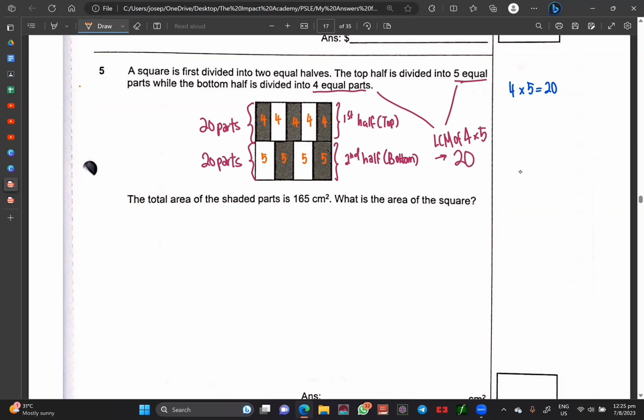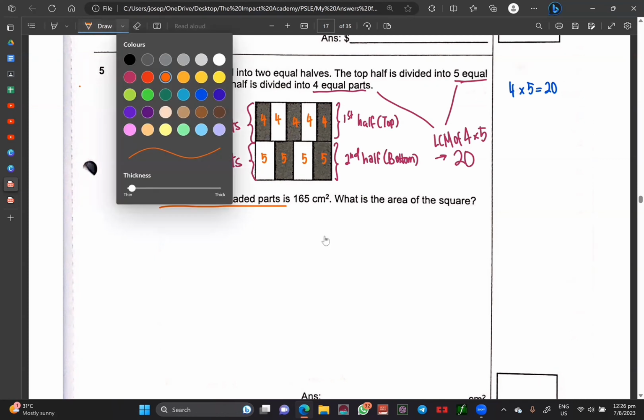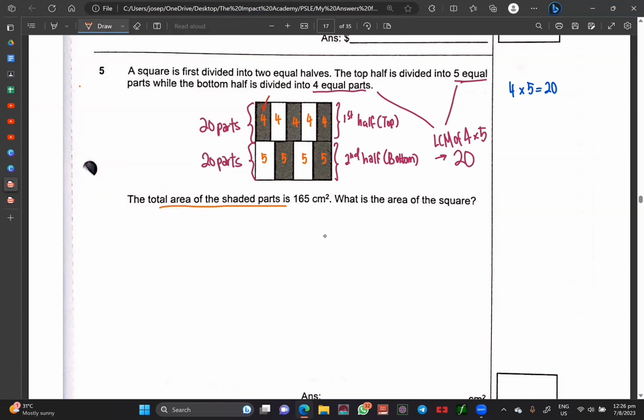So when I do this, I realize that they are all now the same. You see, 4, 8, 12, 16, 20, and 5, 10, 15, 20. Both are of the same equal parts. And they ask for the total area of the shaded parts. So let's take a look at the shaded parts. I'm going to put a tick for those that are shaded. So I have 1 over here, 2 over here, 3 over here, 4 over here, 5 over here.